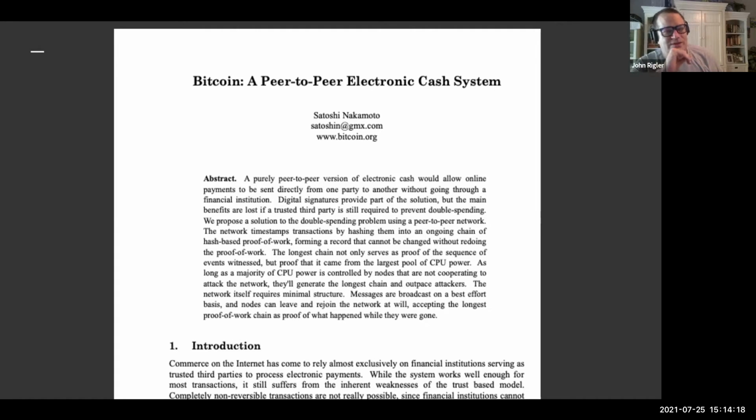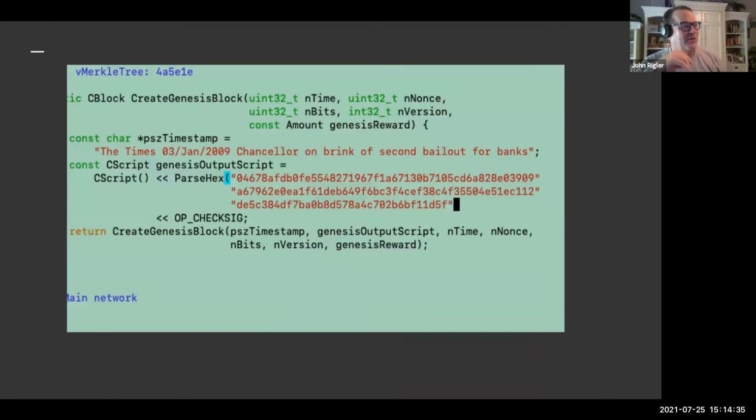So what, and we don't know if this is a man or a woman, but what Satoshi Nakamoto figured out was that you had to have a money system that didn't have a bank. And oh, by the way, there's a reference right here to the bailout, which is stuck right in the middle of the code, kind of to mark it in time.